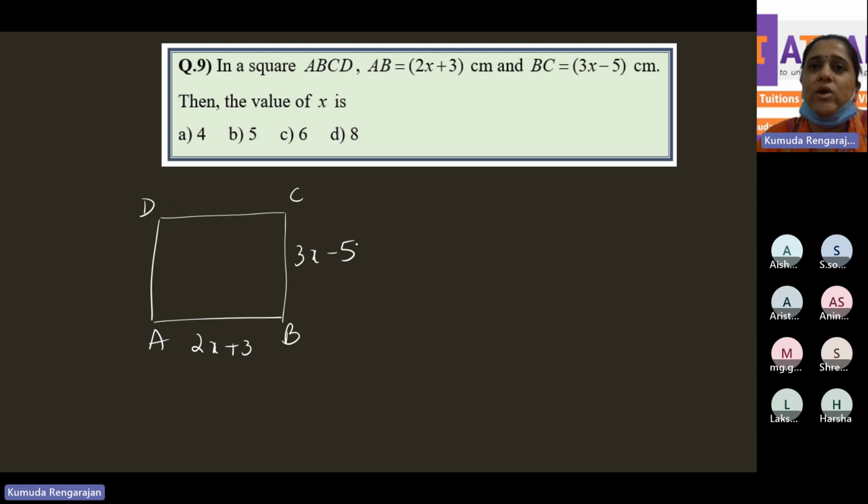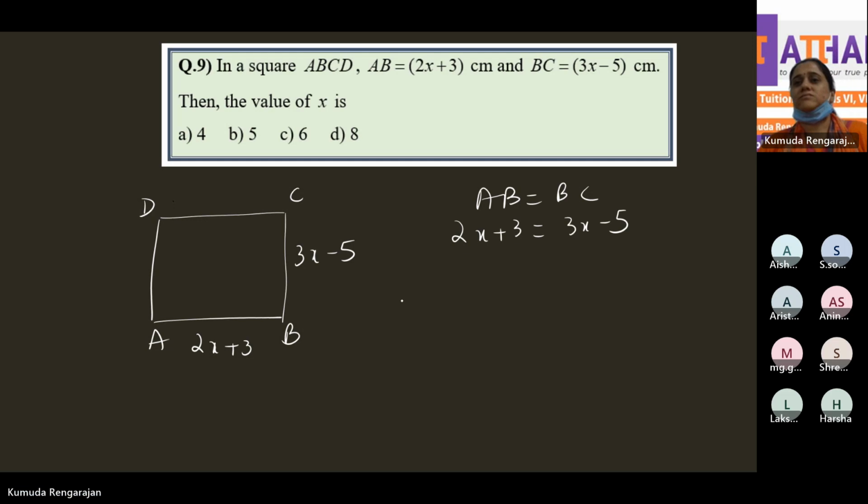So we know that in a square, all the sides are equal. So that means AB is equal to BC, which again means 2x plus 3 is equal to 3x minus 5. Correct?